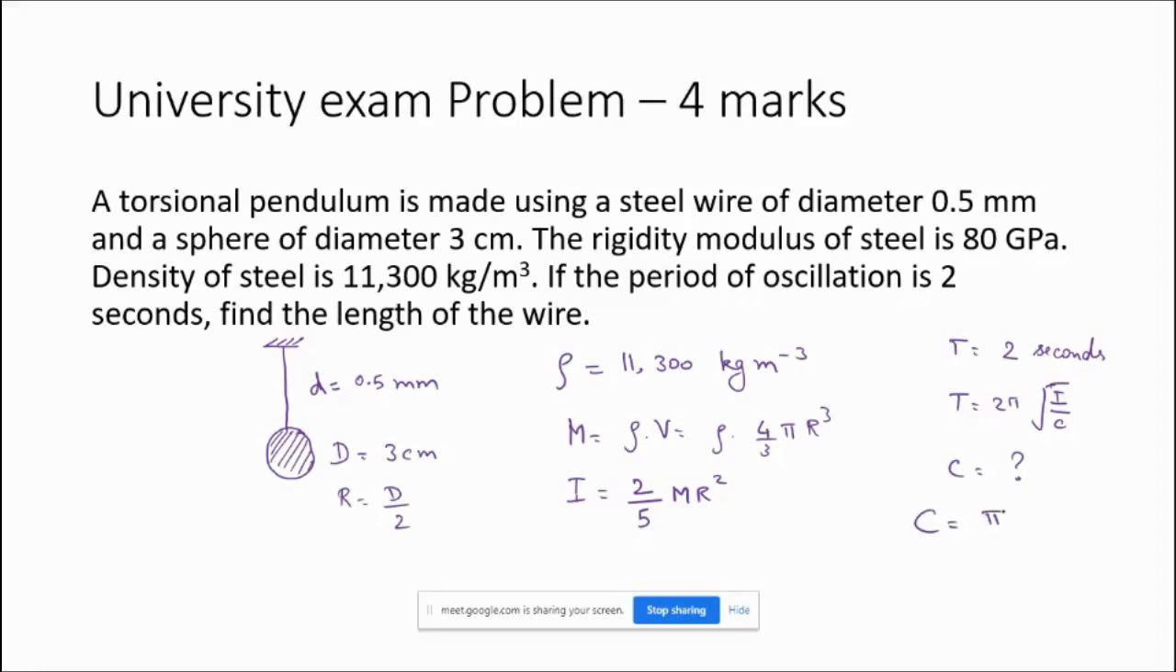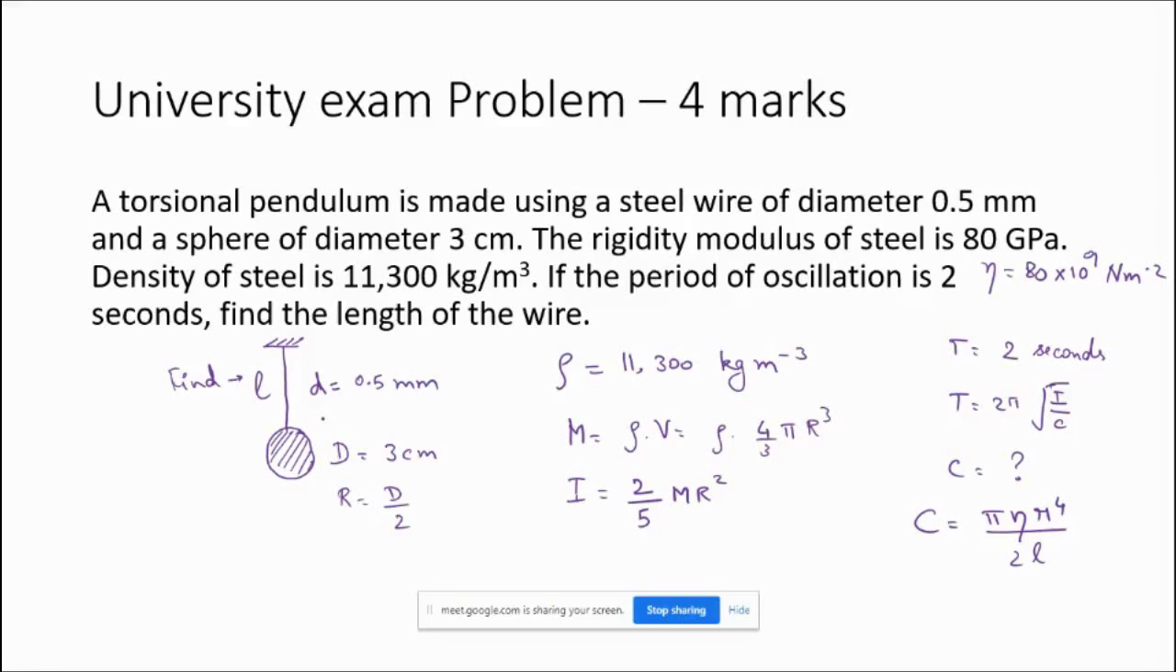Theoretically, we have C is pi eta r power 4 by 2L, where eta is rigidity modulus of the material of the wire, r is radius of the wire, L is length of the wire. So the length of the wire is unknown. You have to find what is the length of the wire. You are given that the rigidity modulus of the wire is 80 giga. Giga is 10 power 9. 80 into 10 power 9 Newton per meter square.